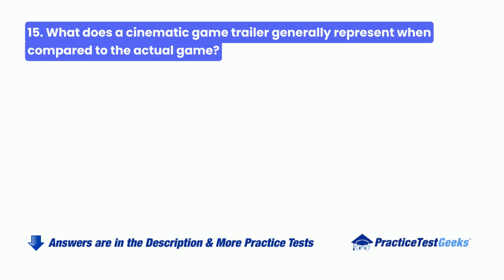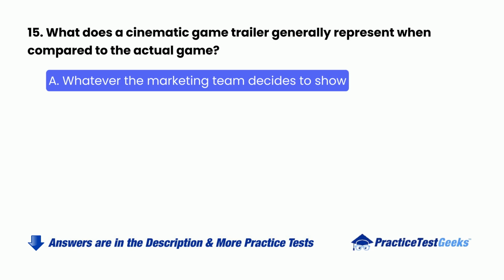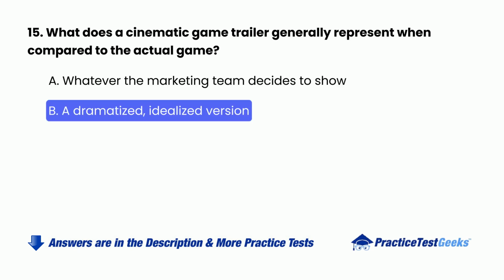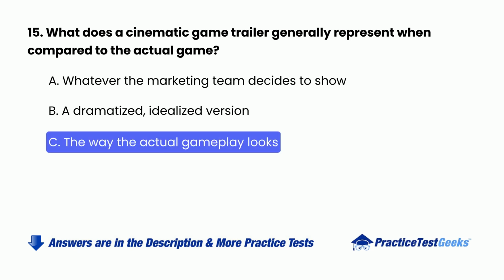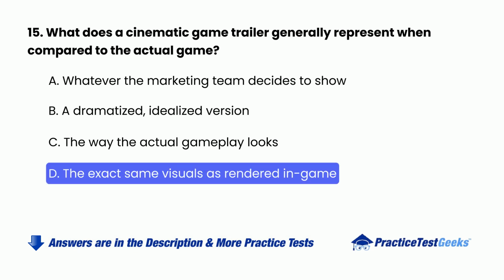15. What does a cinematic game trailer generally represent when compared to the actual game? A. Whatever the marketing team decides to show. B. A dramatized, idealized version. C. The way the actual gameplay looks. D. The exact same visuals as rendered in-game.